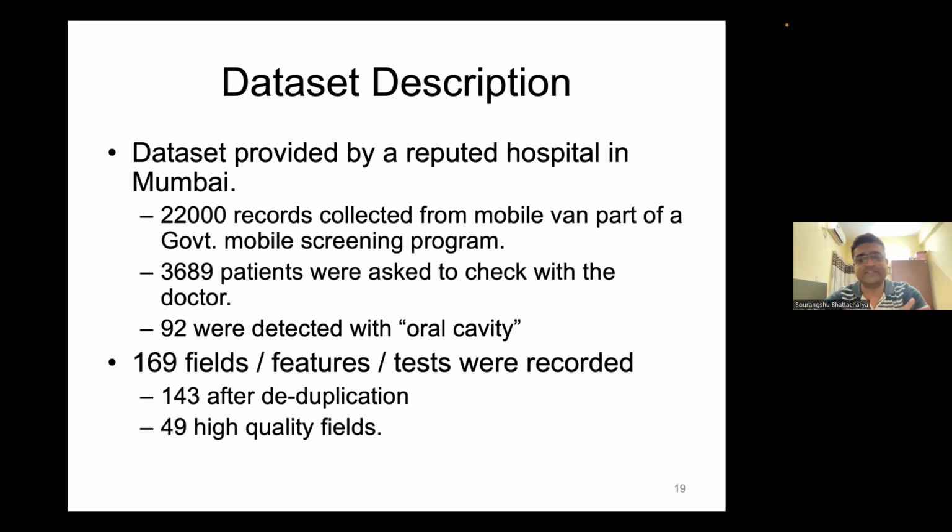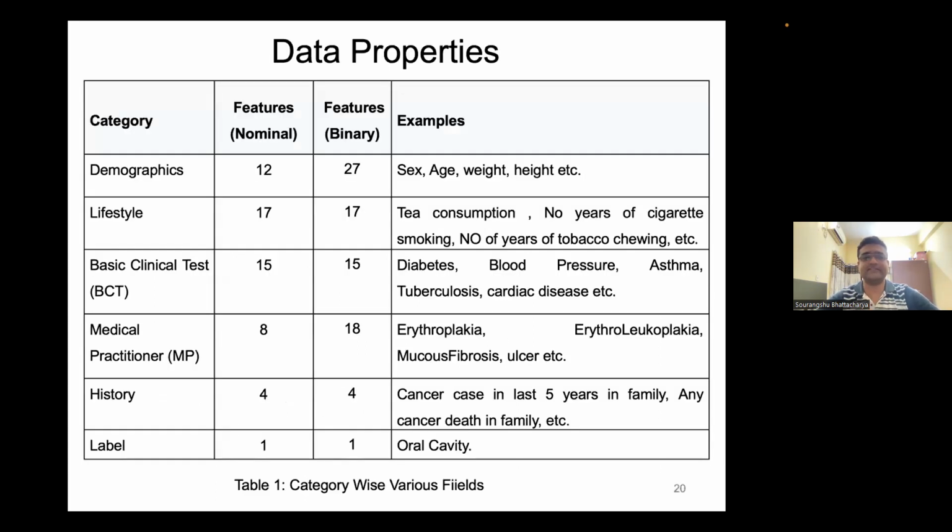We will use the terms fields, features, and tests interchangeably. About 169 fields were recorded, and after some data sifting, we ended up with 49 high quality fields. We will call them features from the machine learning point of view, or tests from the doctor's point of view. Here is a description of the features. We have about 12 demographic features, 17 lifestyle related features, and 15 basic clinical test related features.